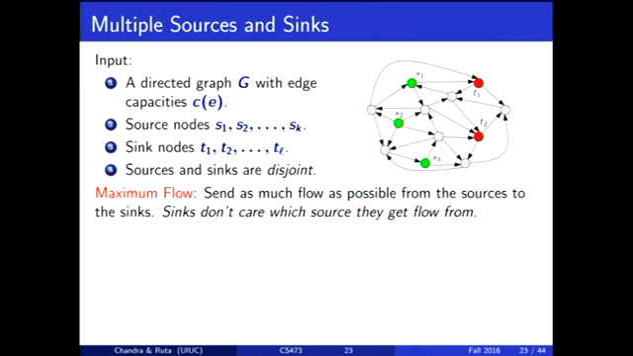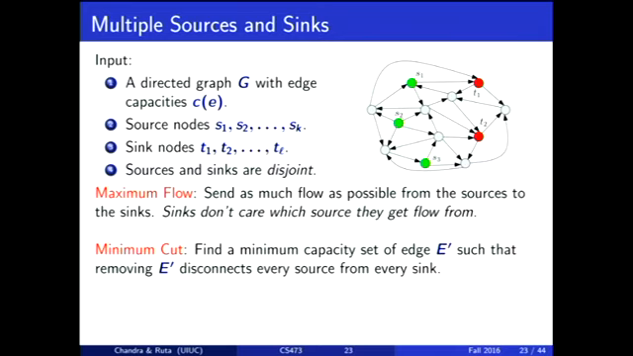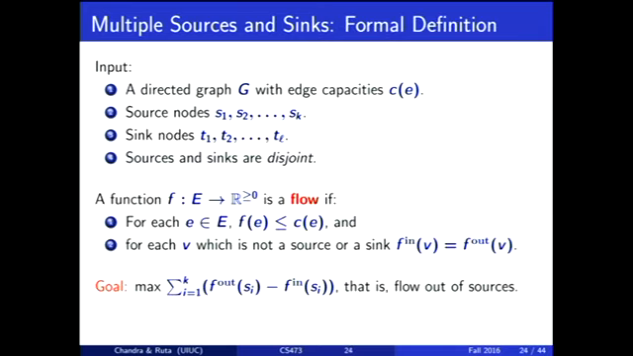Exactly. Normally, when we think of why the source is special in flow conservation, we don't have flow conservation at the source. It is generating flow. So basically, here is the formal definition. The flow should satisfy the capacity constraint.